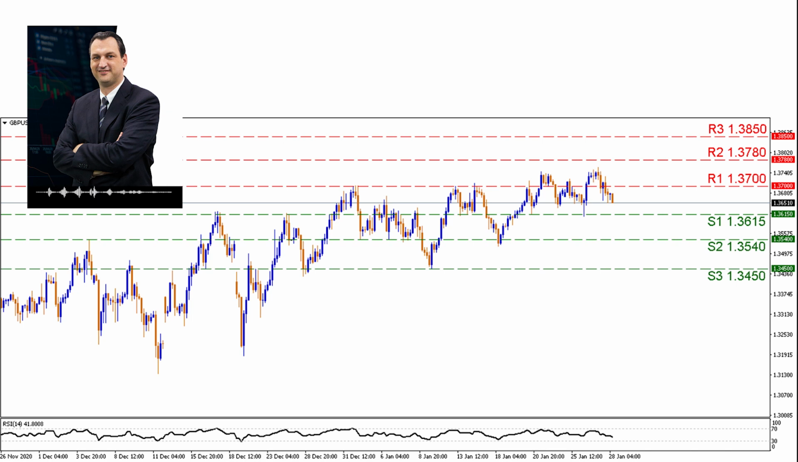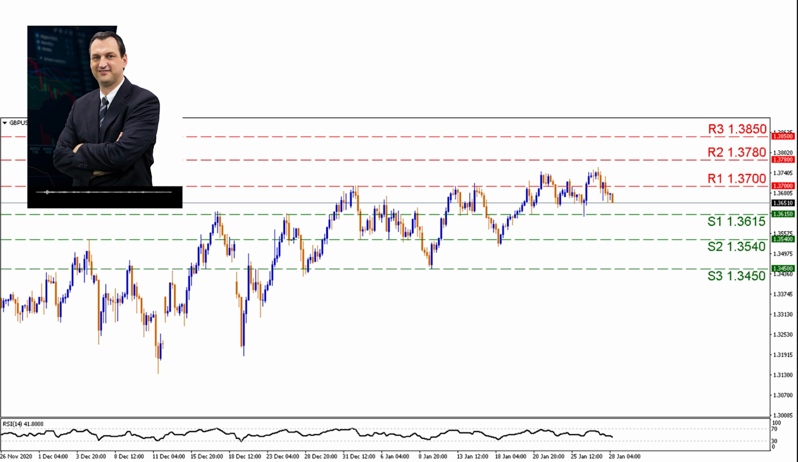A resurgence above the R1 could send cable towards the R2 1.3780 barrier or even the R3 1.3850 hurdle, which would both be multi-year highs. In case of a sell-off, the currency pair could initially fall to the S1 1.3615 support barrier that was last tested on the 20th and 26th of January.